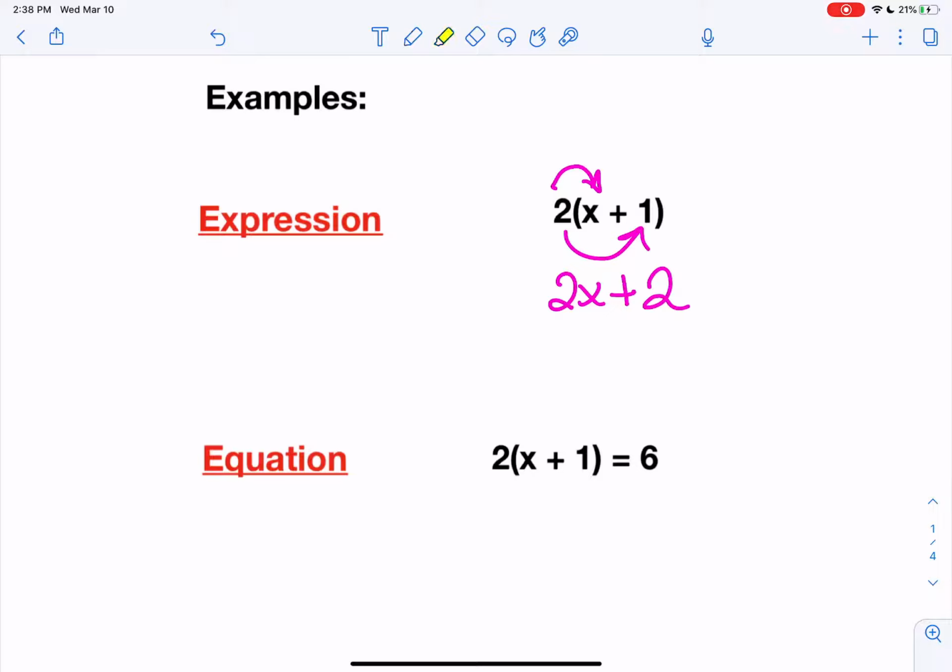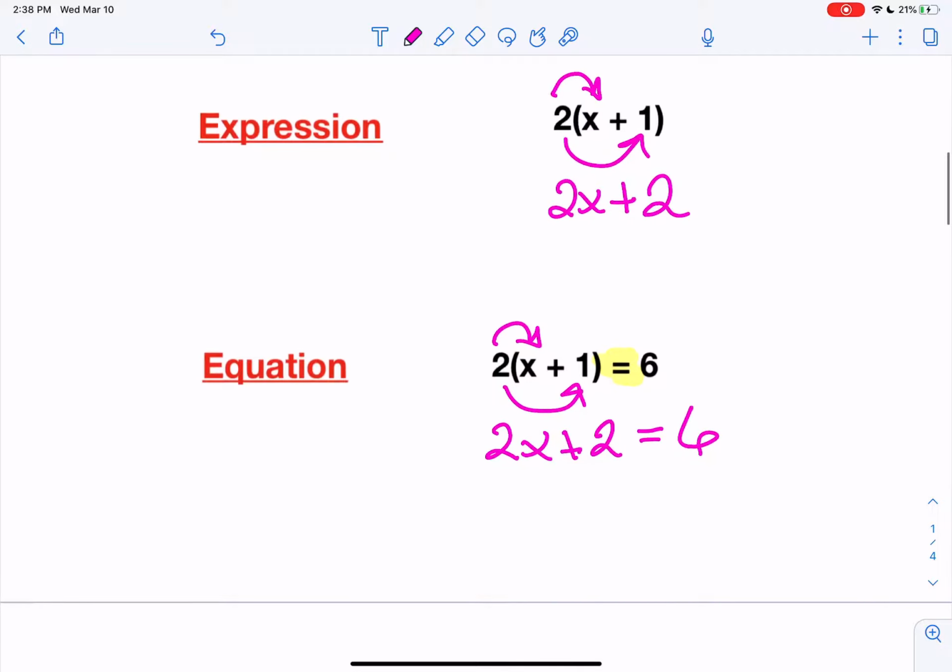Now, equations, on the other hand, this is where the equal sign comes into play because that means we can actually solve this and get an answer. So we would still use the distributive property to simplify, but the whole goal of solving an equation is to find out what does x equal, okay?